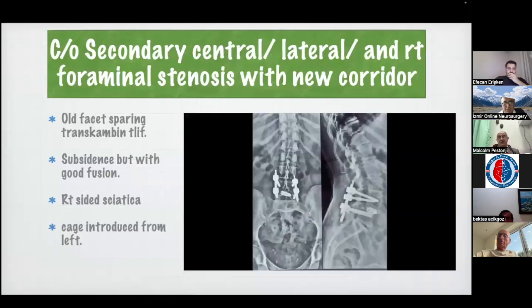See this patient. This is the old, like we mentioned before, I used to do facet sparing transforaminal fusion through a transforaminal scope. Fused, but there was subsidence. And now patient comes, cage coming in from the left, and patient having a sciatica in the right. Why? Because this cage kept this foramen a little open, but this side maybe collapsed. I don't know what happened, but mess. Let us see what to do.